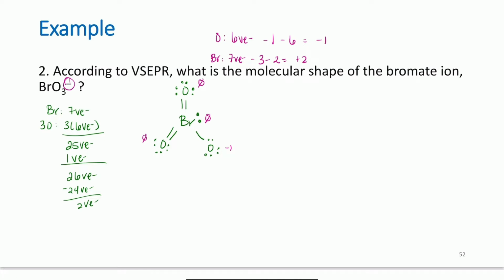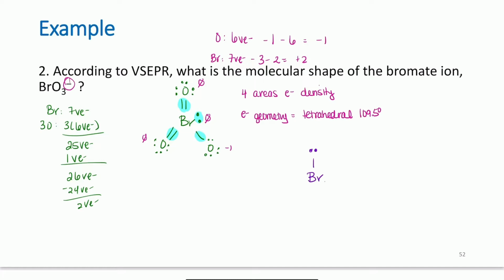I'm caring about the molecular shape. Molecular shape tells me to treat double bonds the same as single. So 1 area of electron density, 2 areas, 3 areas, 4 areas of electron density, which tells me my electron geometry is tetrahedral, which has 109.5 degrees. Now, that's not my molecular shape. I need to draw that into my VSEPR shape.